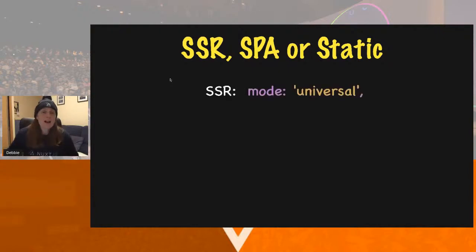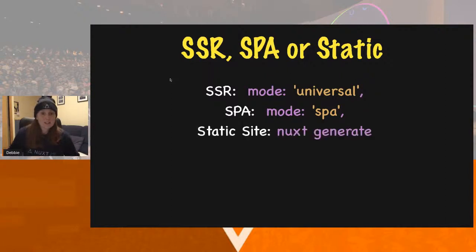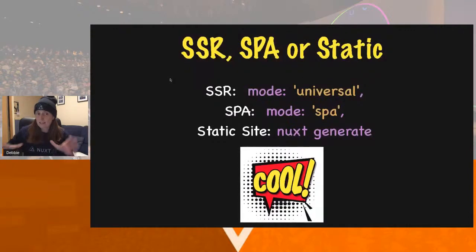And if you already have a website built as a single page application, then at the moment, and this will change, so bear with me, you just have to put mode universal. So change your single page application to mode universal, and you'll be able to transfer it into a static site. In a single page application, you would normally have mode SPA. And then for your static sites, you just use nuxt generate. Just by calling nuxt generate, it's going to generate that site for you, which is pretty cool, right? Because it makes it very simple.